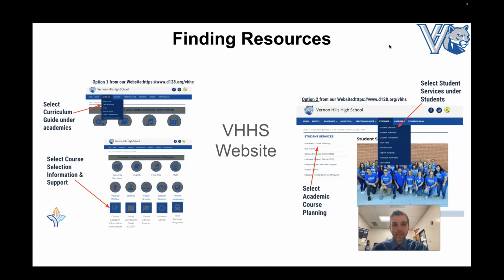There's a couple different ways to find the academic planning webpage on our website. One is under the academics tab, where you can click on the curriculum guide and then actually click on course selection information. There's some overall resources for all students regardless of grade level, and then also there's an 8th grade page.